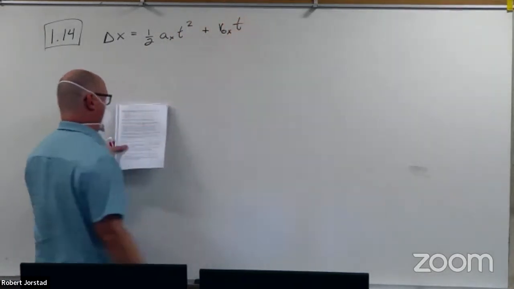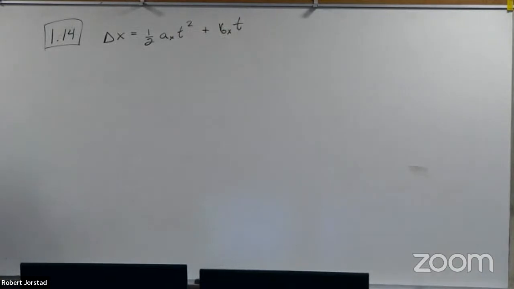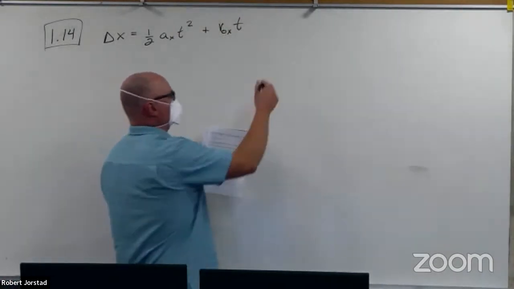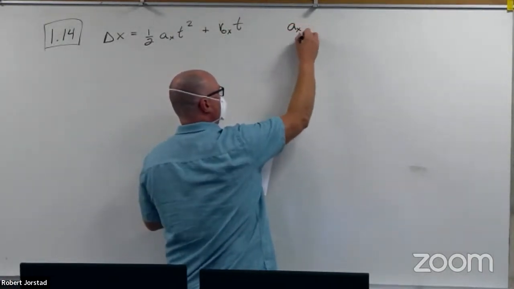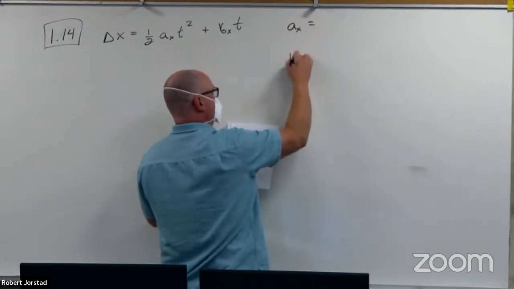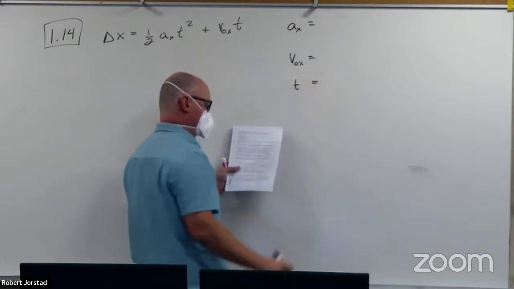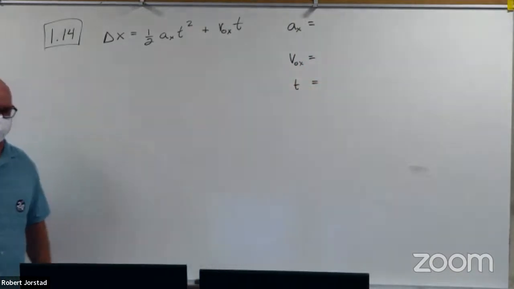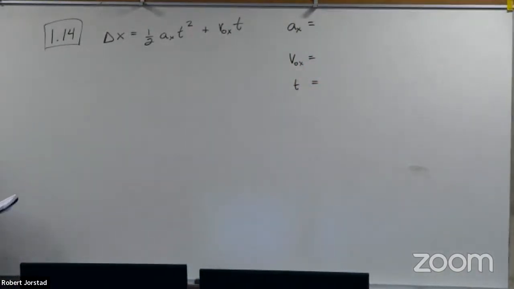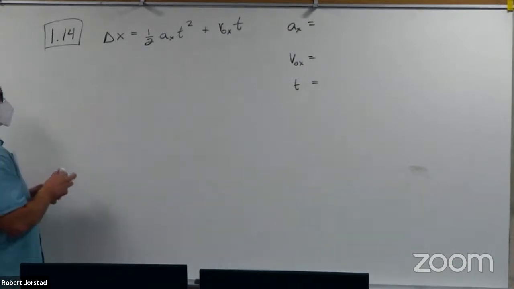I want to bring up one thing here before we get into this. Over here in the problem, I tell you what a sub x is equal to. I tell you what v0x is equal to, and t. I give you all those numbers, and I'll write them up here in just a minute, I swear. But I want to talk about this number right here.